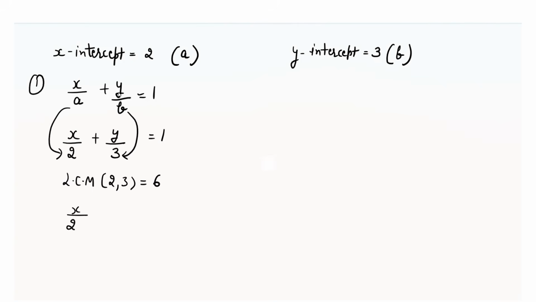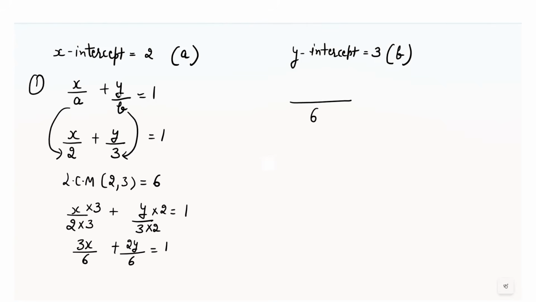So we have to multiply the first fraction by 3 so that the denominator will be equal to 6, and the second fraction by 2 so that the denominator is equal to 6. So we get 3x over 6 plus 2y over 6 is equal to 1. Since the denominators are the same, we write 6 once here. 3x plus 2y is equal to 1. The 6 will go to this side, so we get 3x plus 2y is equal to 1 into 6. The final equation of the line is 3x plus 2y is equal to 6. This is one way to find the equation of a line, and this is the easiest way.